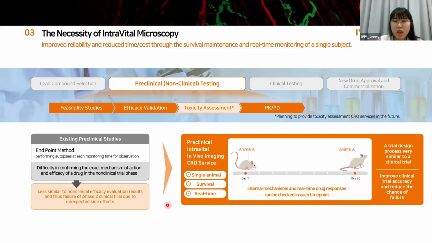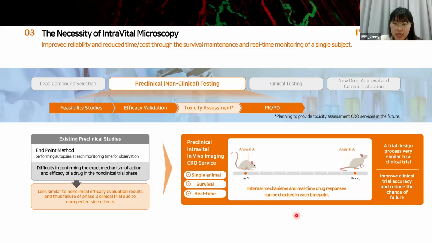In contrast, intravital microscopy allows for real-time longitudinal imaging and tracking of drug responses within the same individual subject over extended periods of time. This makes it possible to precisely determine how effectively the drug reaches the target tissue, as well as the drug's pathway of action, and determine whether or not the drug causes off-target toxicity in any non-target tissues.